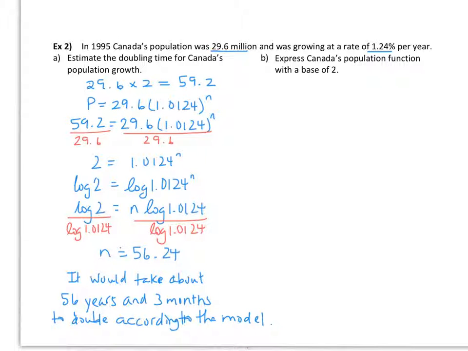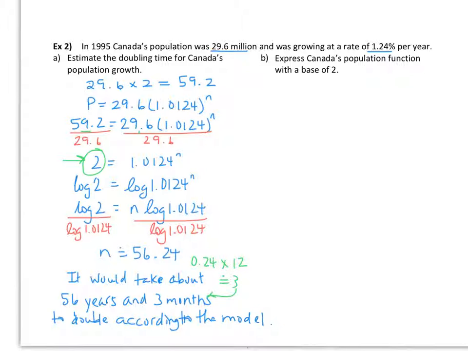All right, when I've solved this, I doubled my population to get 59.2 million. Divide both sides by the 29.6 and I get my 2. So that's an indication that I've done that right, because if I'm looking for things that are doubling, once I divide my final value by my initial value, that should equal 2, just based on how we set that up. I solved and I got about 56.24 years, or 56 years and 3 months. Remember, 0.24 times 12 is how I came up with the 3 months. That's approximately 3 months.